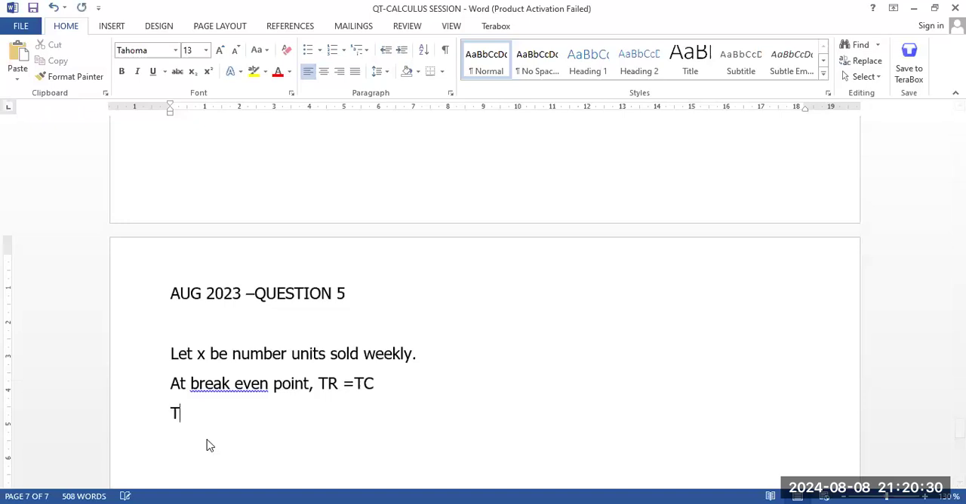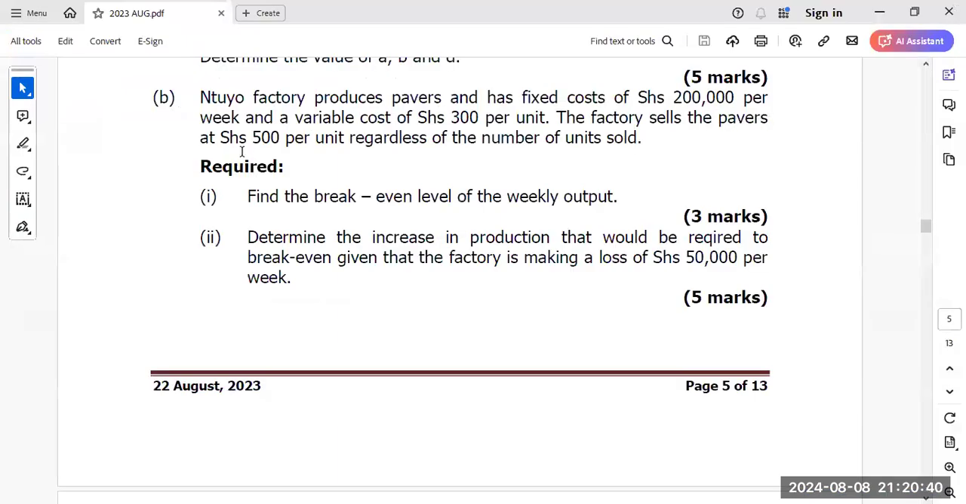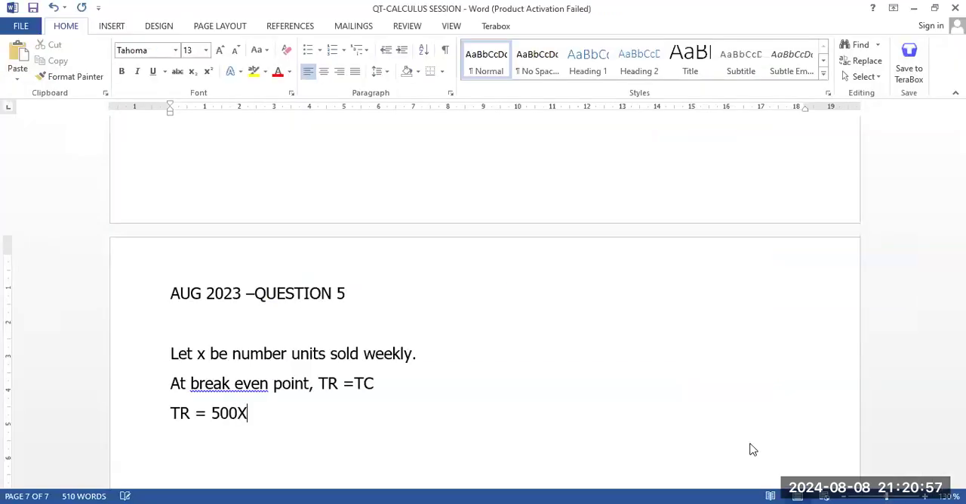So what is your total revenue? They told us that total revenue is what? Total revenue, the factory sells the pavers at shillings 500 per unit. So to get total revenue, you get selling price times the number of units sold. So it is 500 times X, which is 500X.